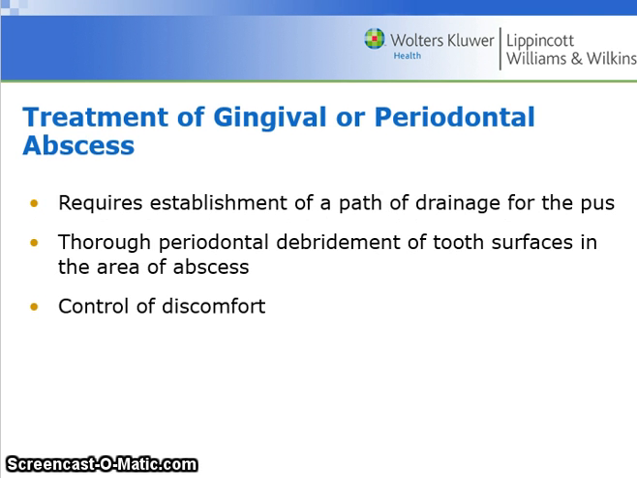Treatment of gingival or periodontal abscesses requires the establishment of a path of drainage for the pus, a thorough periodontal debridement of the tooth surfaces in the area of the abscess, and control of discomfort. The previous statement regarding the location of gingival or periodontal abscesses will be different if a popcorn husk is involved, as they can dissect through the periodontium and show pus and swelling in deeper areas despite the fact that the patient did not have periodontal disease at the time.